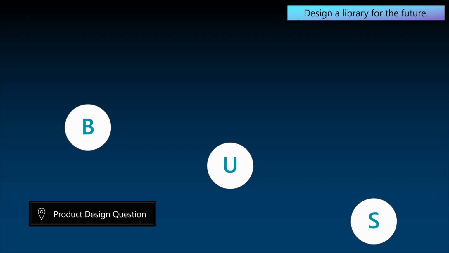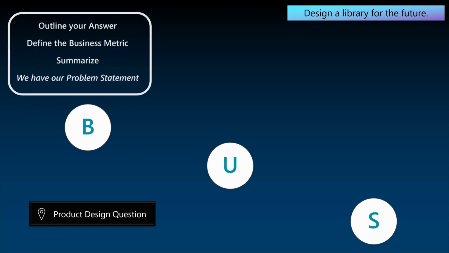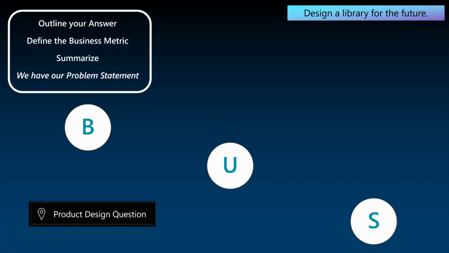Step 1 is business objective. Now step 1 has some key sub-steps that you need to do before starting to think about user problems and how to solve them. These include outlining your answer and defining the business objective. Now, outlining your answer shows you have got great communication skills.